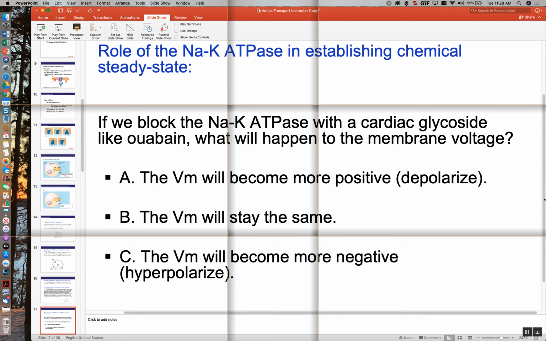All right? Let's take a look at how are we doing on time. We got a couple more minutes. All right. Let's take a look at this one. If we block with the same drug, what happens to cell volume? Ooh, what happens to cell volume?